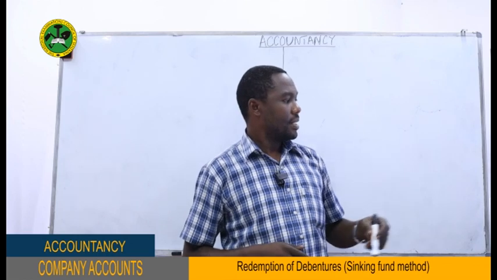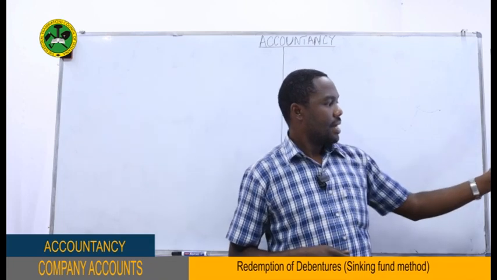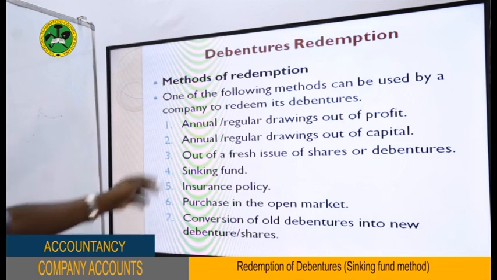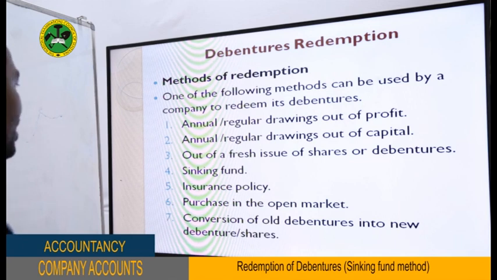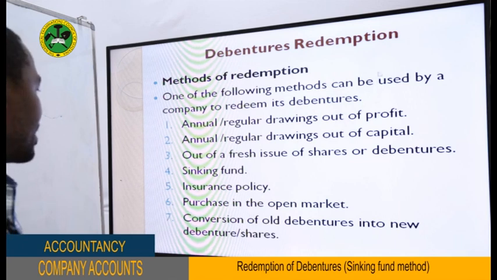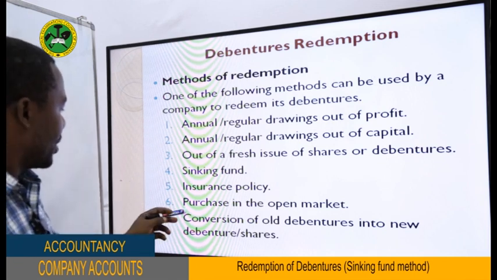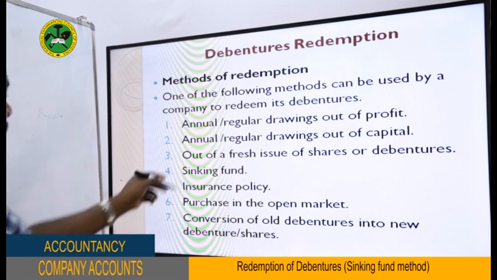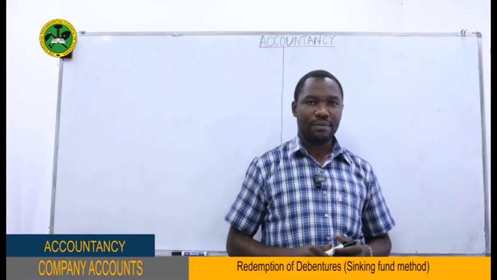But of course, as I said, today's lesson will basically concern the sinking fund method. For the other methods, I would advise you to do revision, but if we get more time, we are also going to discuss purchase in the open market in the next lessons. But for today, we are going to have a lesson on the sinking fund method.